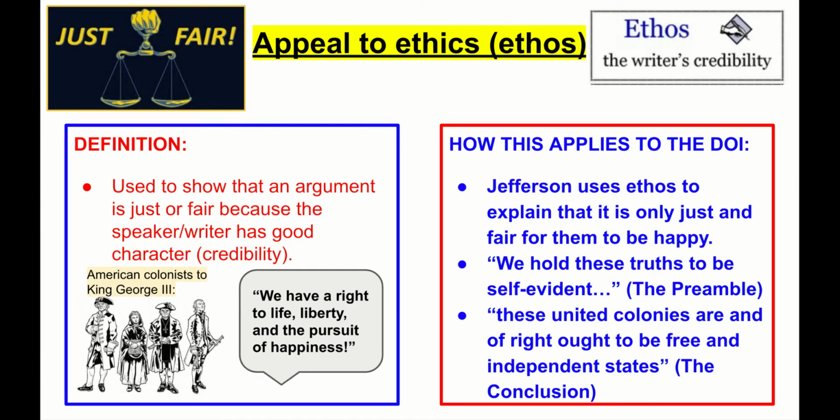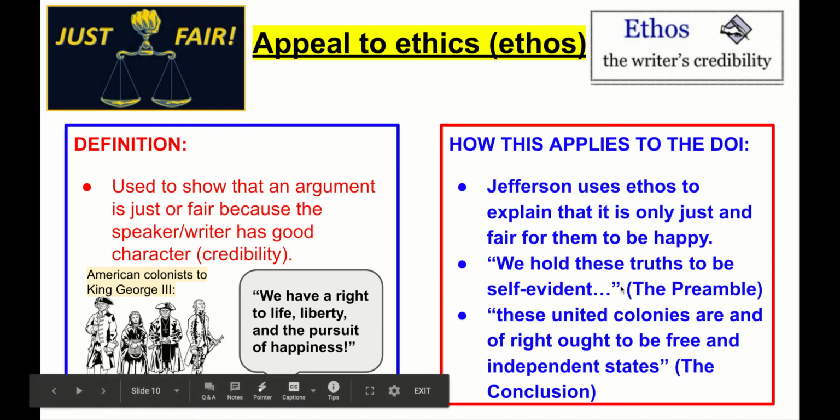Next, we have appeal to ethics or ethos. Definition: used to show that an argument is just or fair because the speaker or writer has a good character or credibility. How this applies to the Declaration of Independence: Jefferson uses ethos to explain that it is only just and fair for them to be happy. Here's a quote from the preamble.